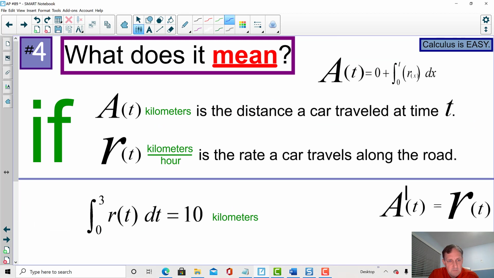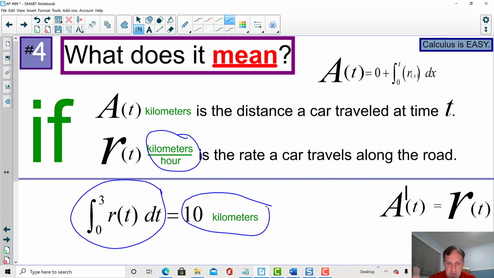Okay, again, they give us r of t. So they tell us in the problem that r of t, which has units of kilometers per hour, is the rate that cars travel along the road. So what would be the meaning of all of this stuff here? Well, one of the things I always say is pay attention to the units. The units kind of tell you what's going on here. And for this example, they ask you to first solve this. And so they don't give you this.